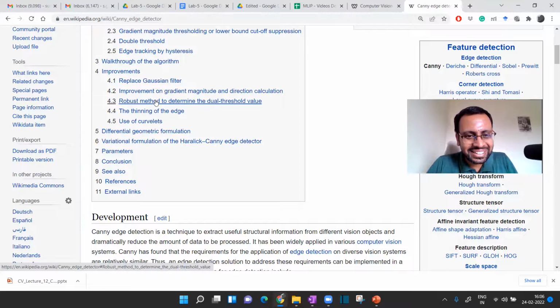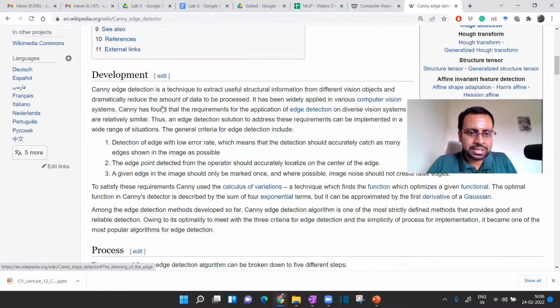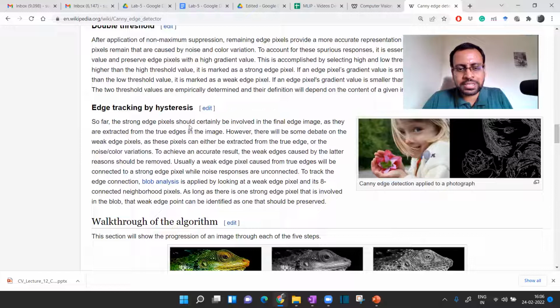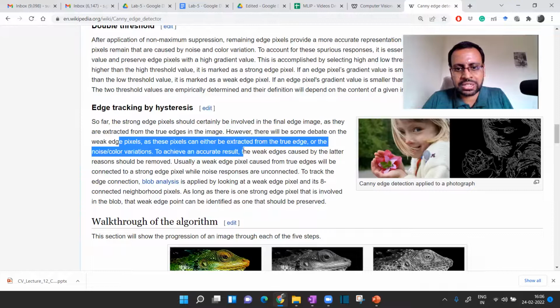Thinning of edges is done. Okay. Process: Gaussian filter, tracking, double threshold, edge tracking. This is what we will see. So far, the strong edge pixels should certainly be involved in the final edge image as they are extracted from the true image edges. However, there will be some debate on the weak edge pixels as these pixels can either be extracted from the true edge or noise color variations.